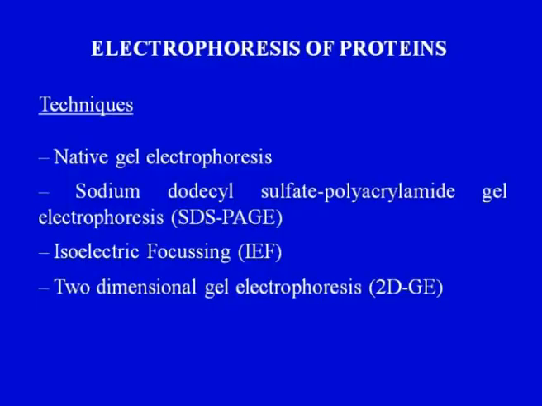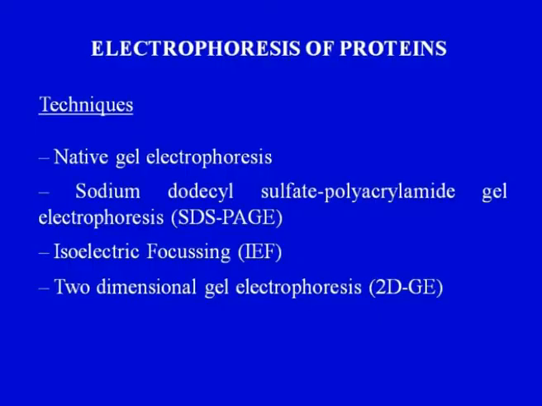All right, so this was about two buffer systems which are widely used, one continuous system and another discontinuous or multiphasic system. So we will start with the electrophoresis of proteins. Now, there are many variations of electrophoresis which are commonly used. There are a lot of techniques used for different applications for analysis of proteins, and we will discuss some of them. Like there is native gel electrophoresis.